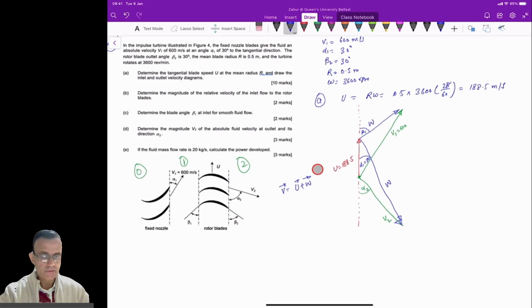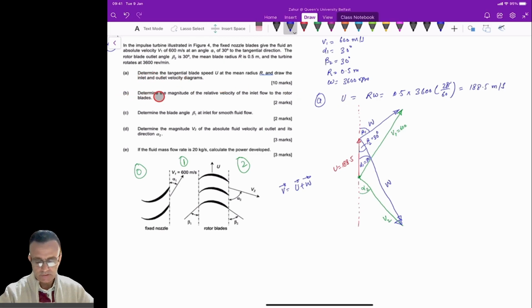Okay, so in this case, we know that this angle is given, which is beta 2 here. So this angle is this angle here. So beta 2 is equal to 30 degrees here. This angle and this angle are given. Okay, so this was our part A. So you need to draw the diagram and you need to calculate the u here.